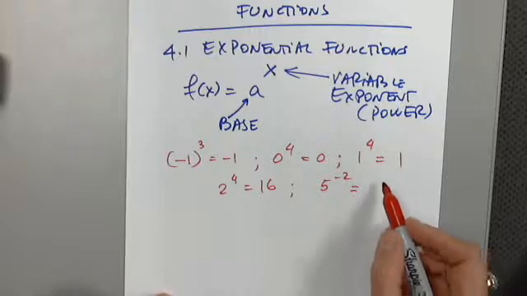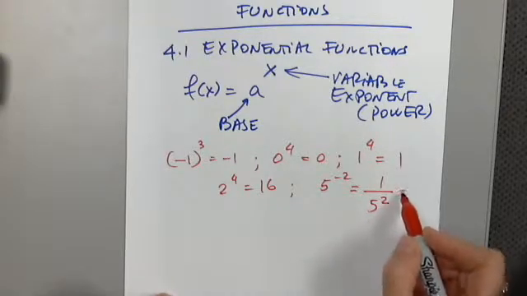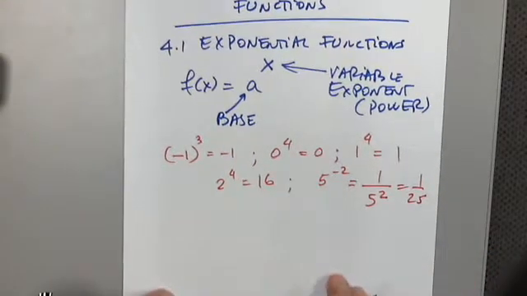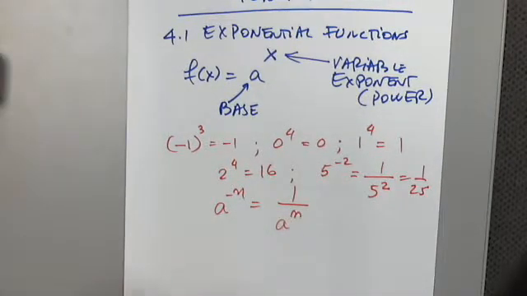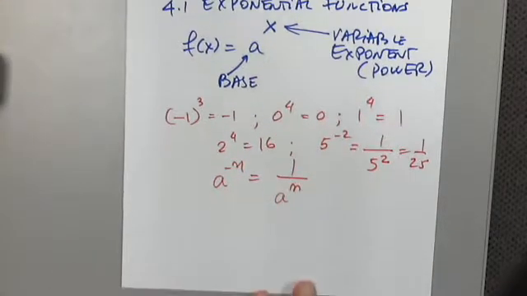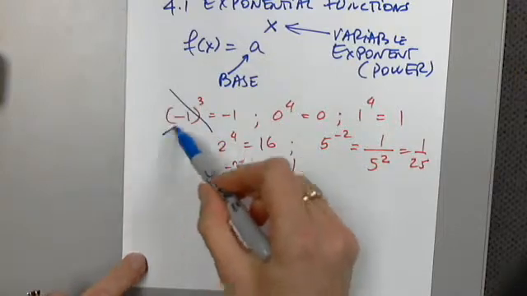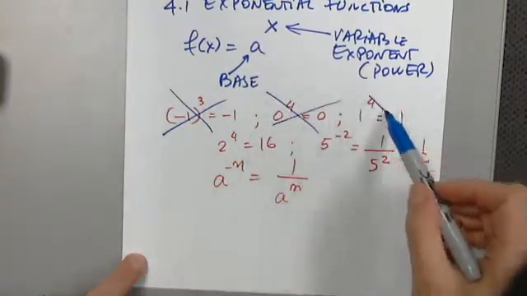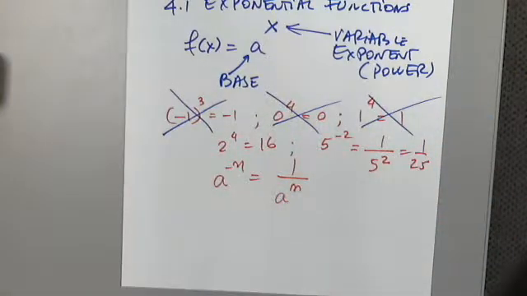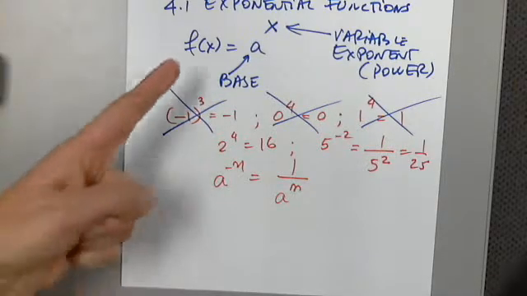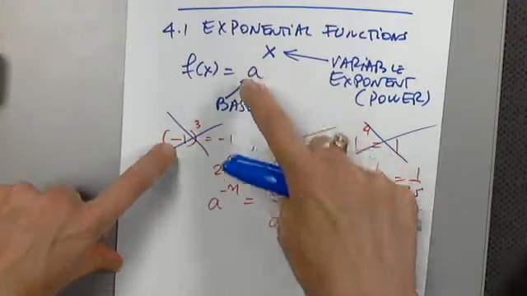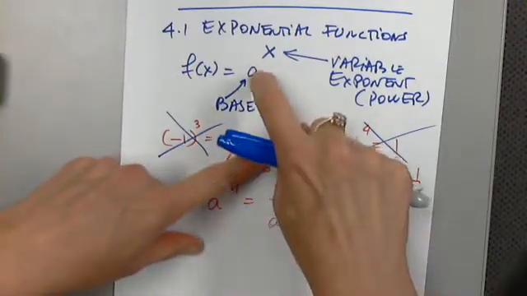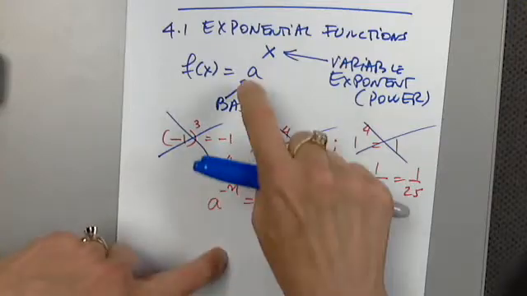We can never forget this. This is a fraction, 1 over 5 squared, which is 1 over 25. So please remember, a to -n is 1 over a to the nth power. From everything you see here, this and this are not allowed as the base for the exponential. In other words, there is no negative number. This cannot be a negative number. Also, this cannot be 0. And also, this cannot be 1.